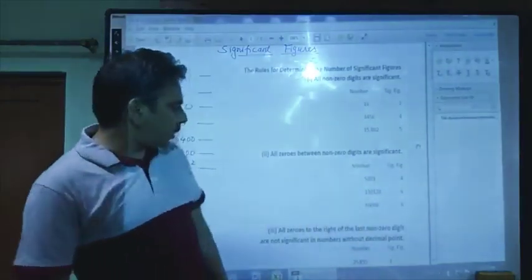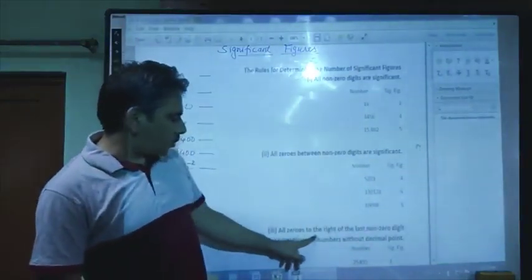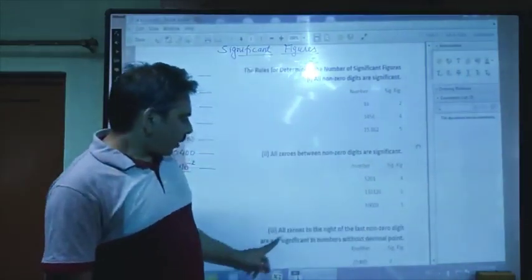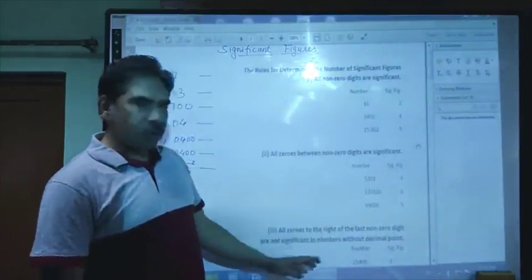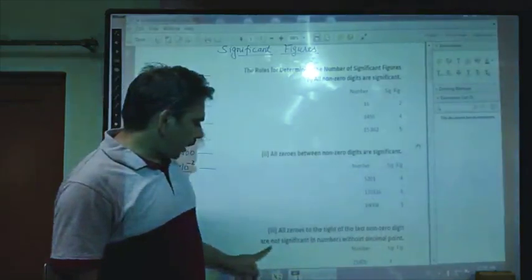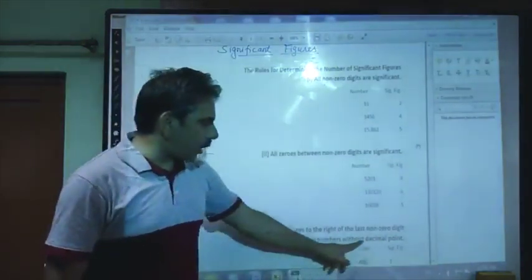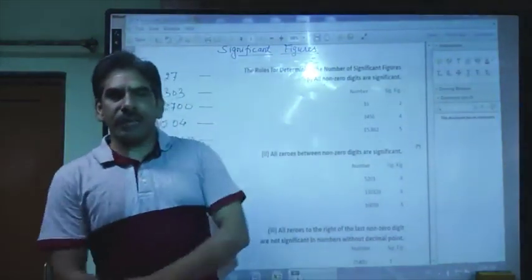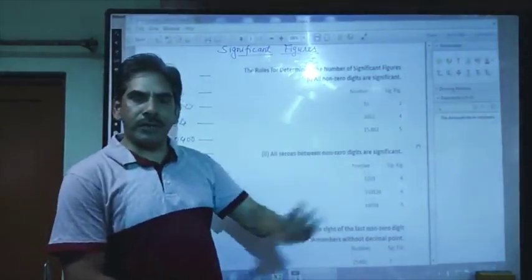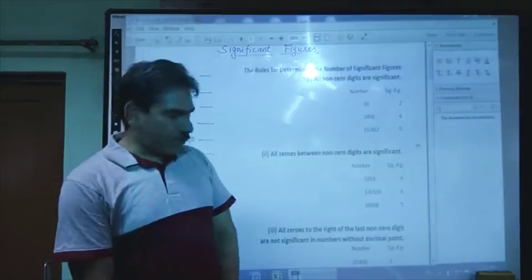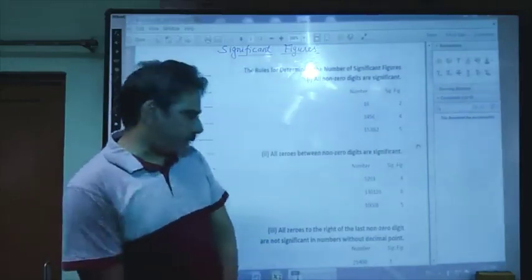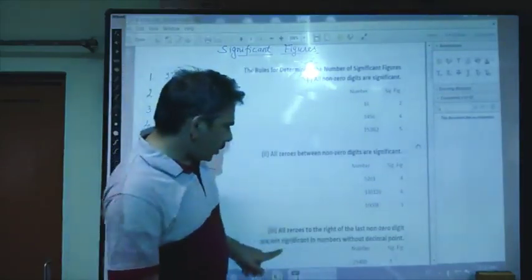The third rule for significant figures is that all zeros to the right of the last non-zero digit are not significant in numbers without a decimal point. If the number is without any decimal point, then all zeros falling to the right of the last non-zero digit will be counted as insignificant. That means they will not be significant figures.